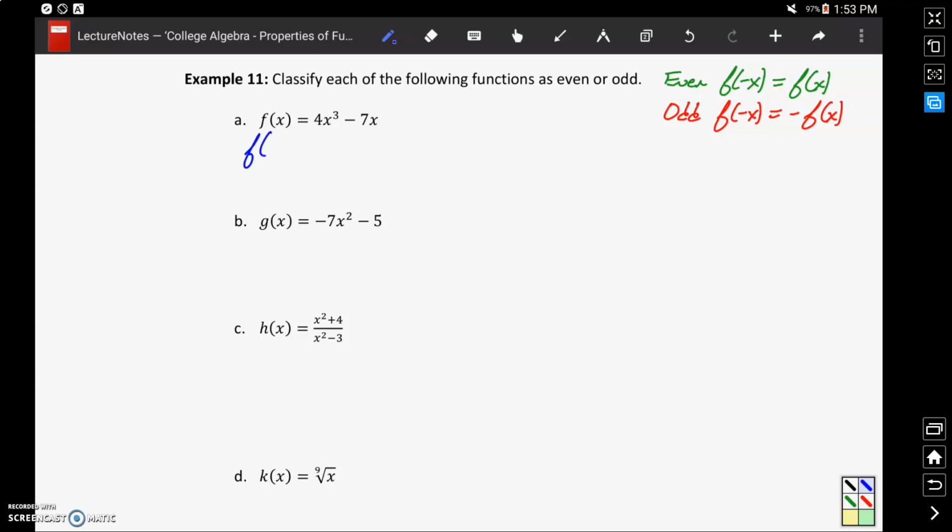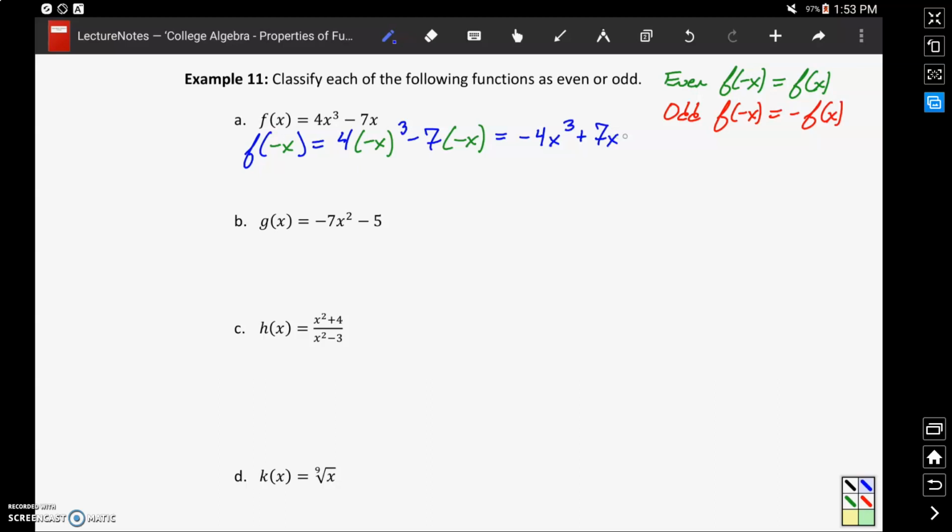Starting off, what we can do is look at evaluating in part A, f of negative x, meaning we'll substitute in negative x, or the opposite of x, into our function everywhere an x occurs. And then we'll simplify. Negative x cubed would be the same thing as negative x to the third power, so our first term becomes negative 4x cubed. And then negative 7 times negative x will give us plus 7x.